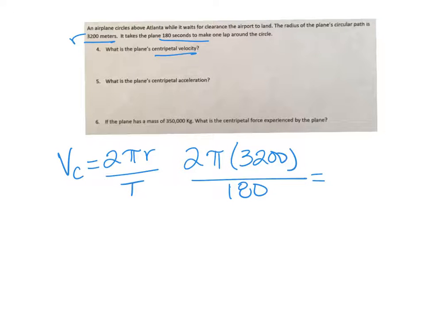And we're going to plug that in the calculator, and when we do that we should end up with about 111.7 meters per second, and it's meters per second because we're dealing with velocity, right? So that is number 4.